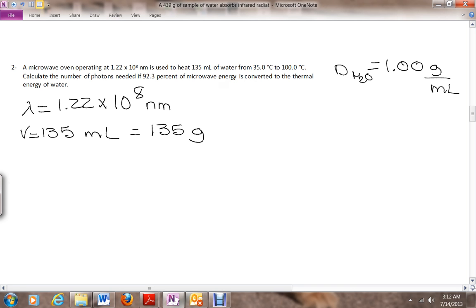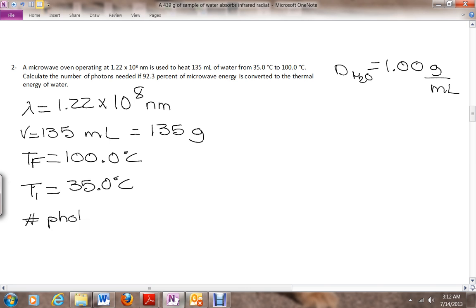Because again, we're going to use the heat. See, we got a change in temperature. In this case, we got a final temperature of the water of 100 degrees Celsius, an initial temperature of the water of 35.0 degrees Celsius. And it says calculate, very similar, the number of photons. But there's a little bit of difference. That's why I wanted to do this one.